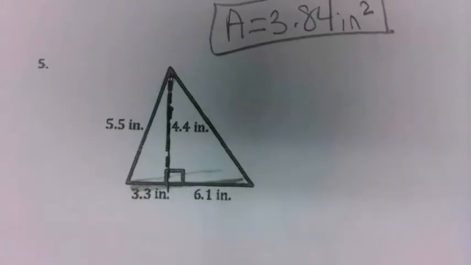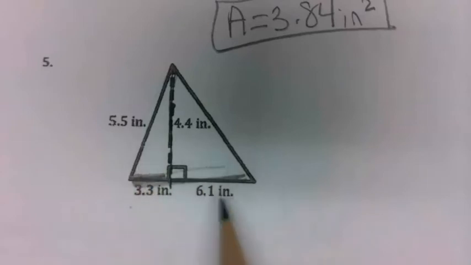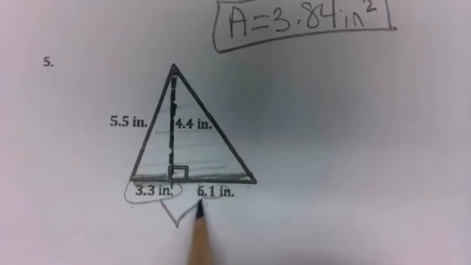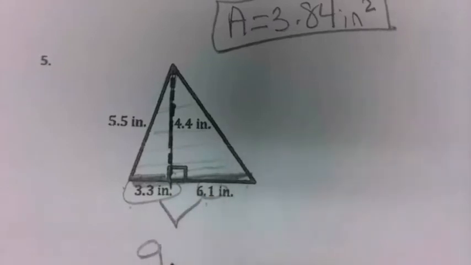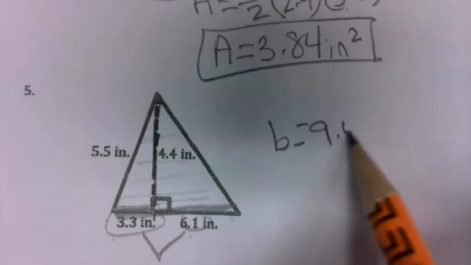Now, how is this different from the others? Well, the 3.3 only gives me the measurement right there. And the 6.1 only gives me the measurement from this dashed line over here. But I need the base for the whole shape. So I'm going to take both these numbers and add them together. It's like, oh, I walked 3.3 inches, and now I walked another 6.1 inches. How far did I travel? I traveled 9.4 inches. So my base is going to be 9.4.